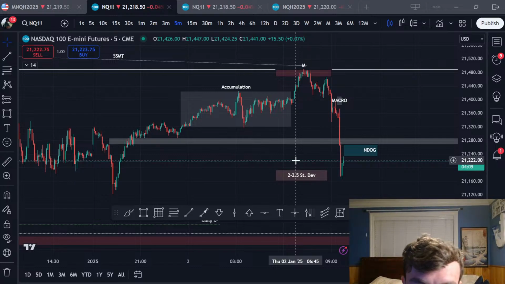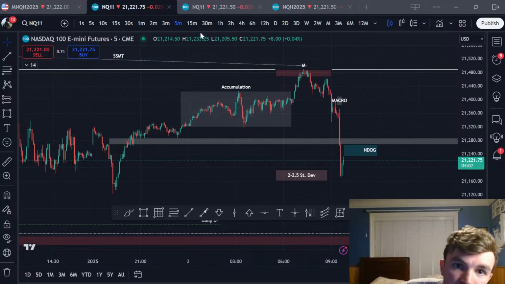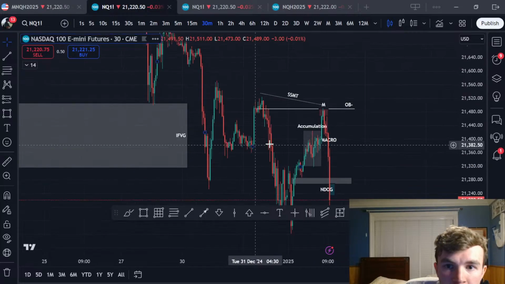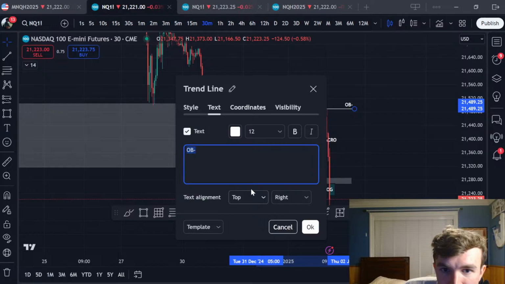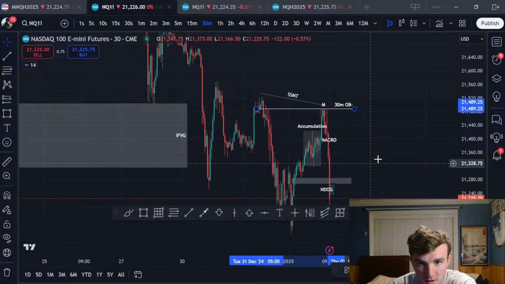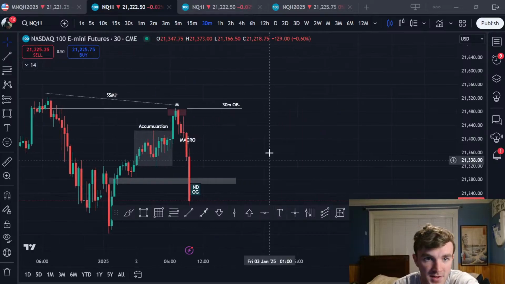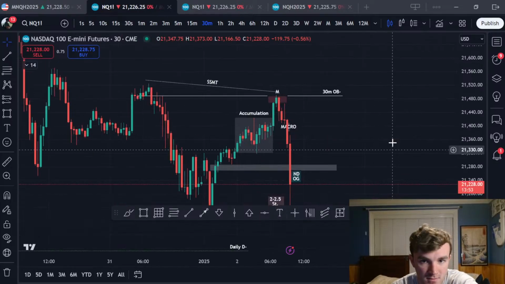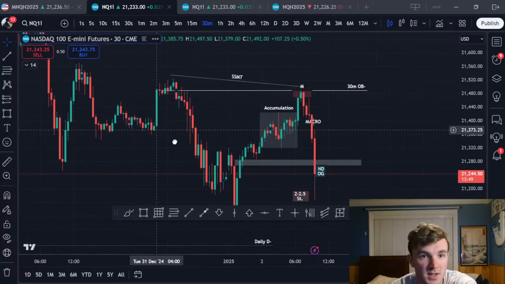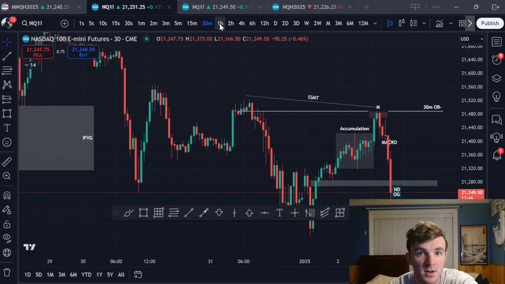So, yeah, I guess the key level we pushed into was this order block here. This 30-minute order block. It's just kind of weird. I've never really seen a 30-minute level do this, but I don't know. Do you guys know what key level we pushed into?